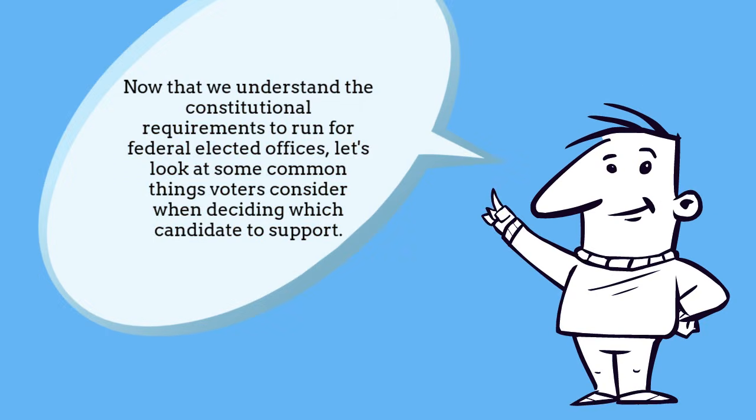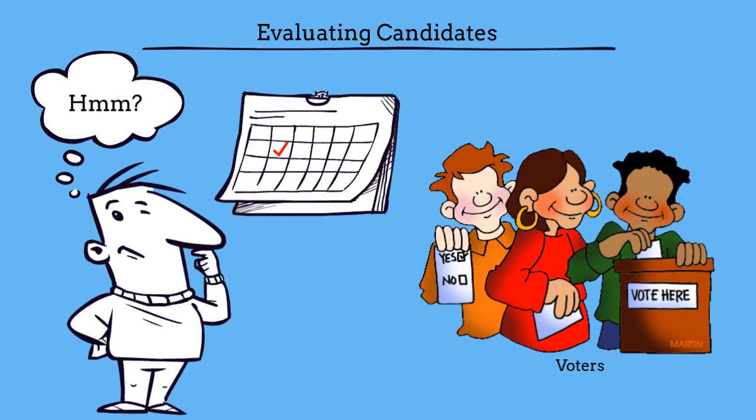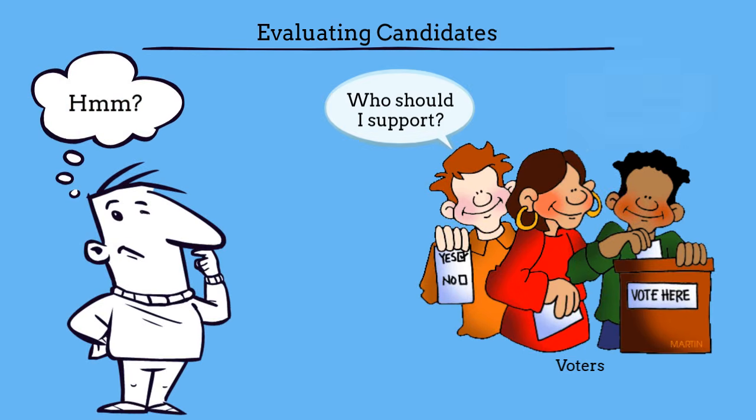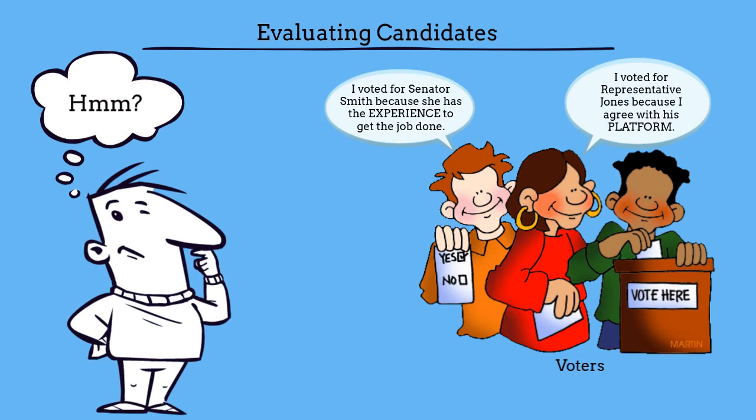Now that we understand the constitutional requirements to run for federal elected offices, let's look at some common things voters consider when deciding which candidate to support. When citizens get ready to vote on Election Day, how do they decide which candidate they will vote for? Ultimately, it's up to each voter to decide which candidate they think will do the best job.